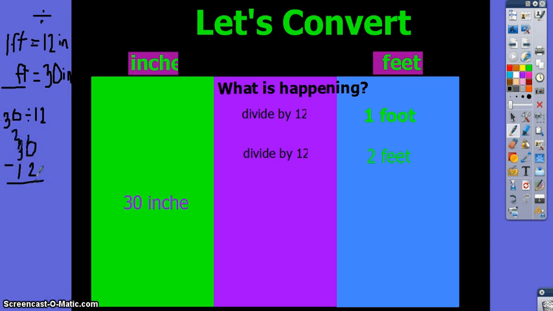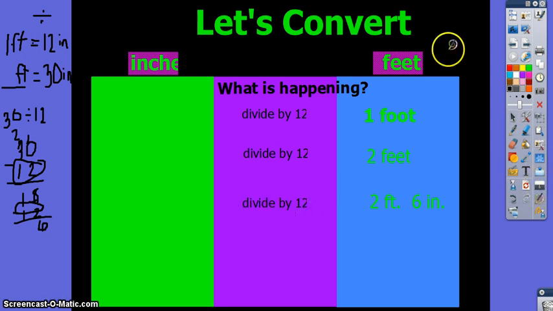check 2, 10 minus 2 is 8, 2 minus 1 is 1. I subtract another 12, and I get 6. So I can't subtract another 12, so I've subtracted 12 2 times. So my answer then should be 2 feet 6 inches. Move this over, 2 feet 6 inches. So what did we do? We divided by 12.